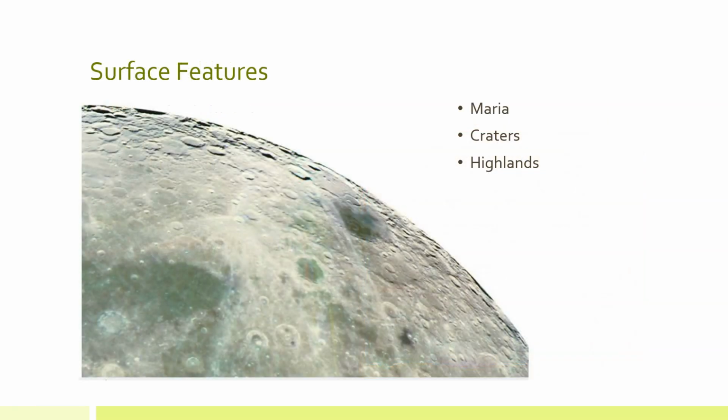As this image shows, the moon has many unusual structures, including maria, craters, and highlands. First, we will look at maria. Maria is the plural form if we have many of them, and mare is just one.